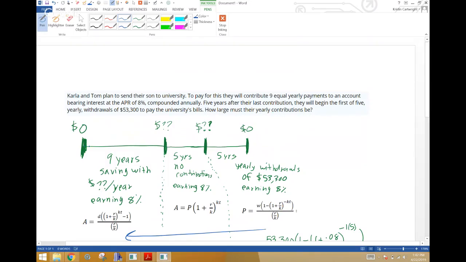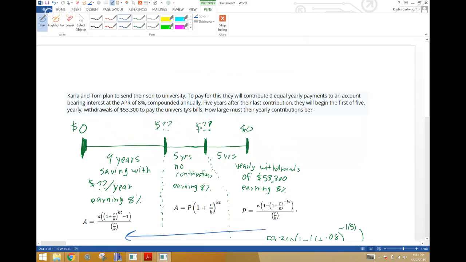So I like to think of this as a timeline. In the beginning, they have $0. They save for 9 years. We don't know how much per year they're saving, but they're earning 8%. Then it's going to sit in the account for 5 years with no contributions, but it'll still be earning 8%. And then after that is the withdrawal period. We don't know how much it'll be at that point, but the withdrawals are $53,300. And after the end of the 5 years of withdrawals, it'll be back down to $0.